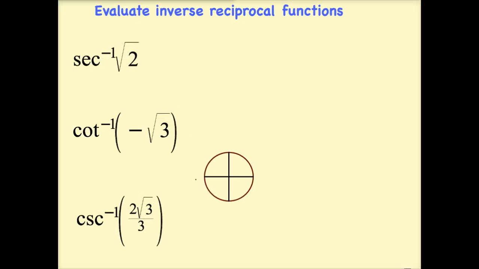All right, let's apply what we know. Go ahead and pause the video and see if you can evaluate the inverse secant of root 2, the inverse cotangent of negative root 3, and the inverse cosecant of 2 root 3 over 3.